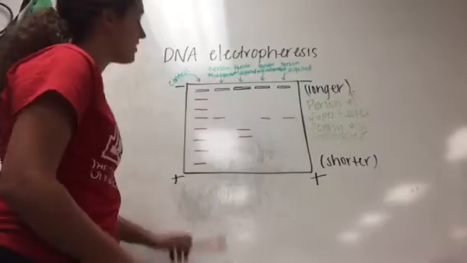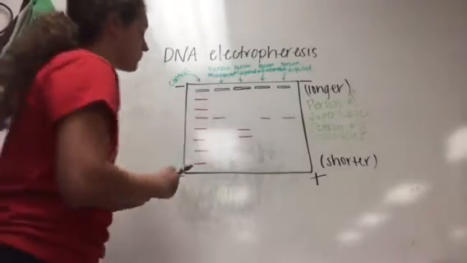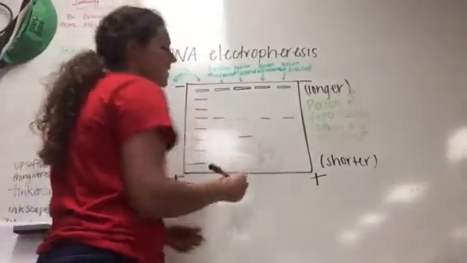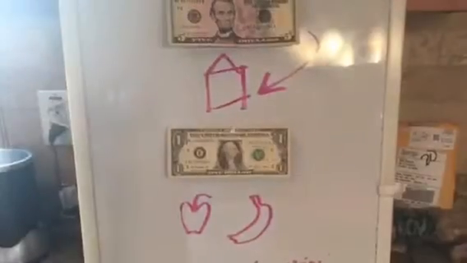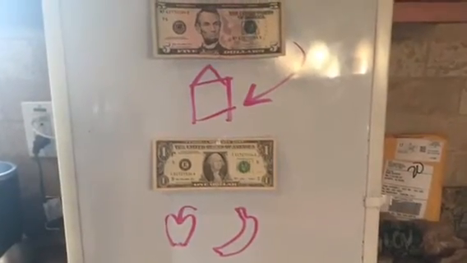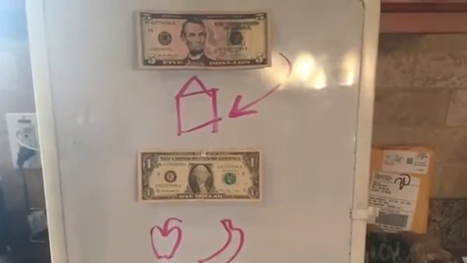If, say, person number 1 had a band right here, that means that they would be heterozygous for the gene. Gel electrophoresis can be compared to the money that you earned and how it was spent. And this is what your gel should look like after you have finished the process.